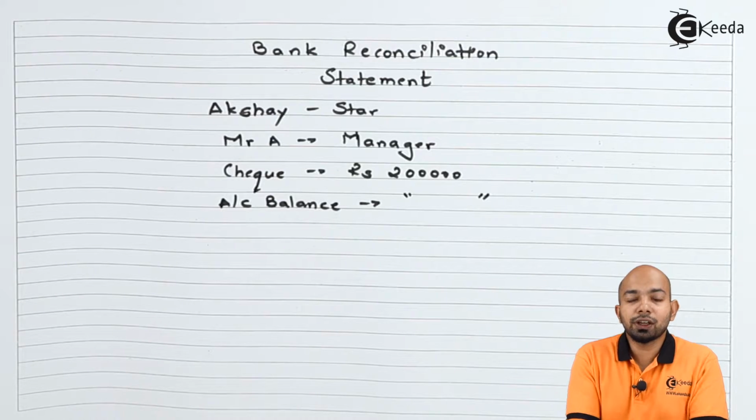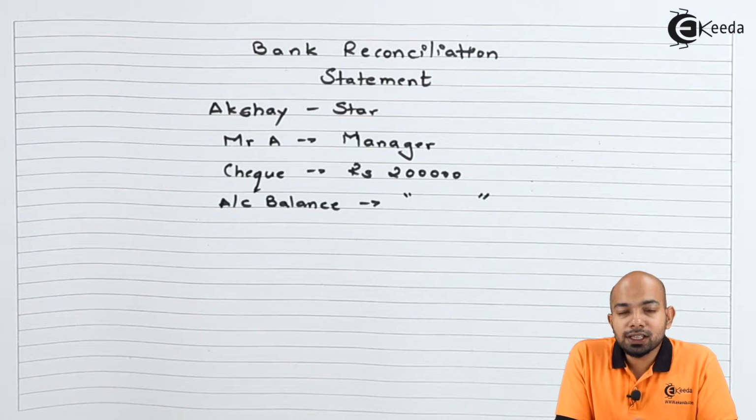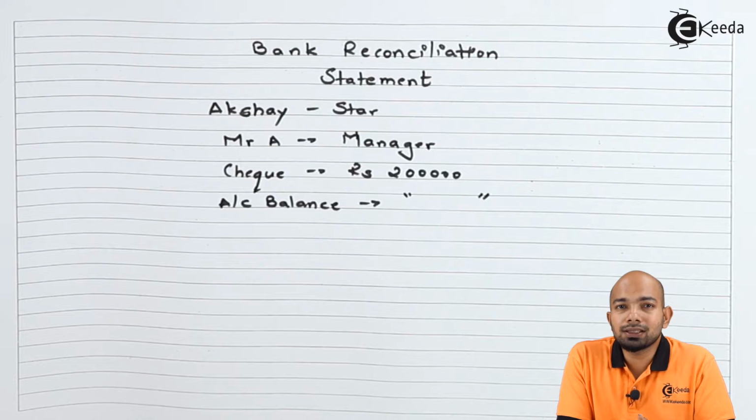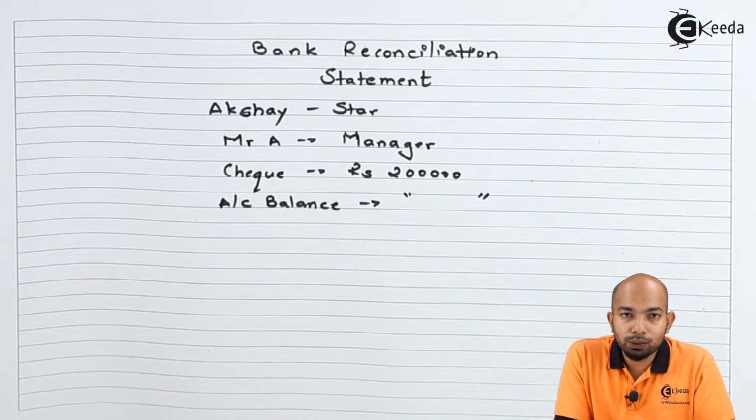So the situation that we are going through right now is that we have Mr. Akshay Kumar, who is the star here, and we have his manager Mr. A. Now, when we go through the situation, Akshay sent his manager Mr. A to withdraw a check of rupees 2 lakh. The manager went ahead to the bank and gave the check for withdrawal.